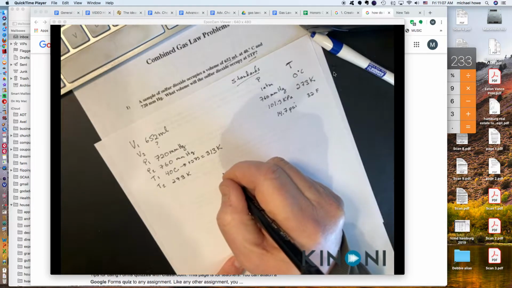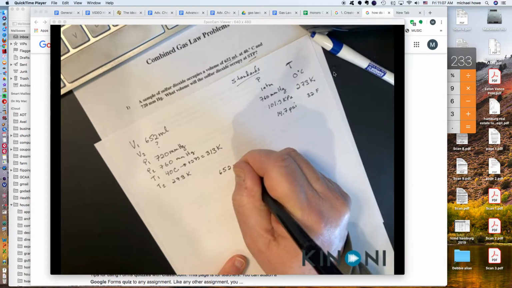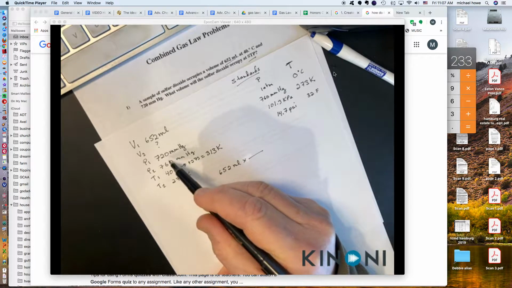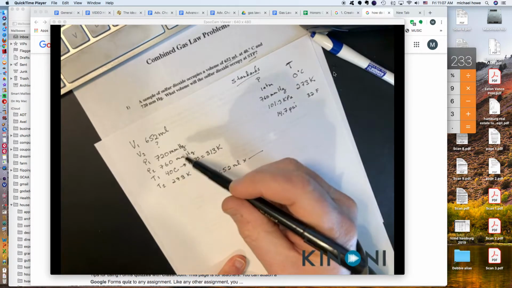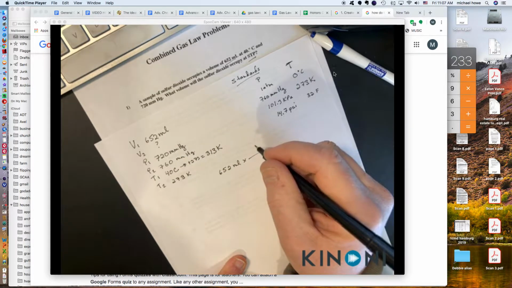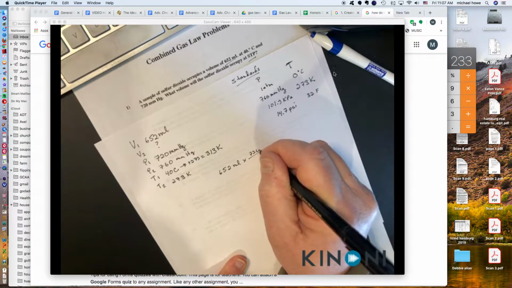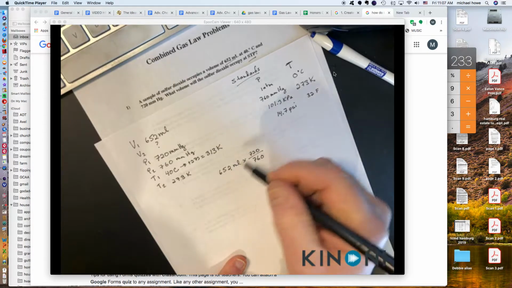Way number one, you take your 652 milliliters. We know that the pressure is going from 720 to 760. So that means pressure is going up. If pressure goes up, in the videos that I did, you saw that the volume will decrease. So pressure up, volume down. I would need to multiply by 720 over 760 to make this volume get smaller.